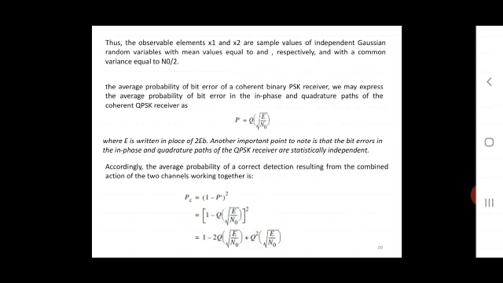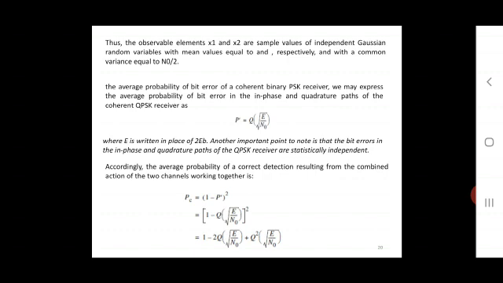Hence, from the average probability of bit error of a coherent binary PSK receiver, we may express the average probability of bit error in the in-phase and quadrature paths of the coherent QPSK receiver as P' = Q(square root of E by N0), where E is written in place of 2 times Eb, considering the binary PSK. Another important point to note is that the bit errors in the in-phase and the quadrature paths of the QPSK receiver are statistically independent.